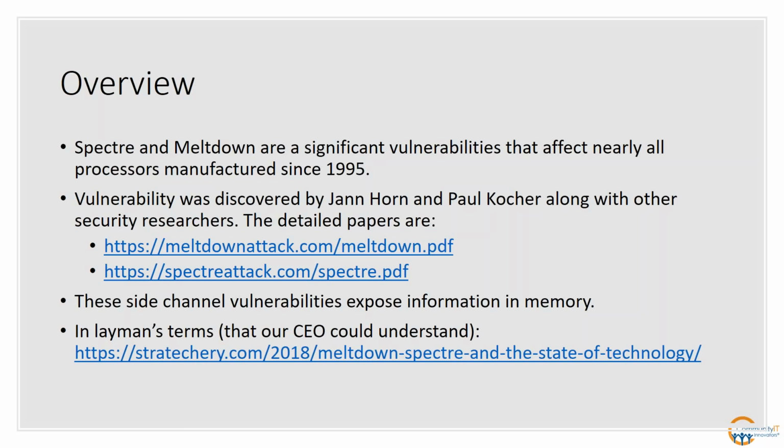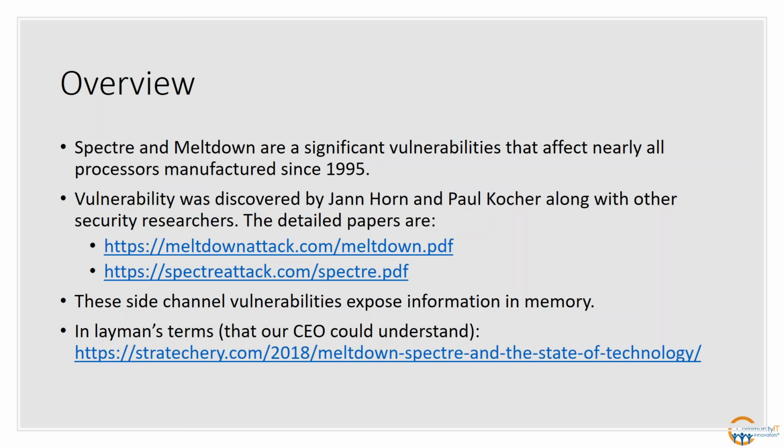These vulnerabilities were discovered by Jann Horn and Paul Kocher, along with some additional security researchers. Google Project Zero was one of the primary research teams on this. There's a very good website with much more detail than we'll get into today, and those papers are available at meltdownattack.com/meltdown and spectreattack.com/spectre. They have more of the technical details related to the vulnerabilities and the exploits.